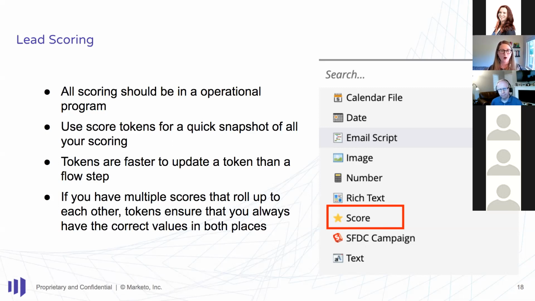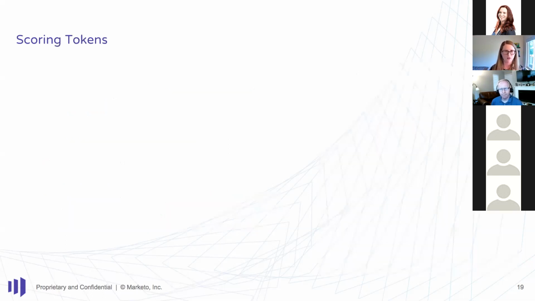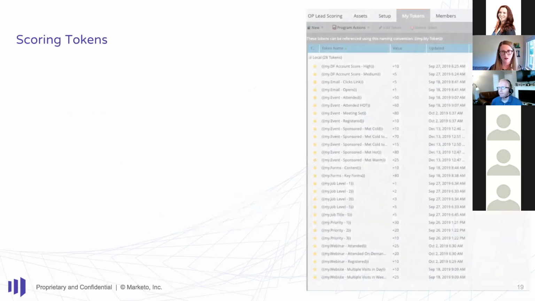I guess here's a show of hands. How many of you have a behavior score and a demographic score that roll up into a person score? Yeah? So anytime, for example, let's say fills out form is 30 points, you have to add 30 points to behavior score and to person score. If you have a score token, you only have to change that once, and you make sure that it's always the same in both of them. I'll show you what I'm talking about.